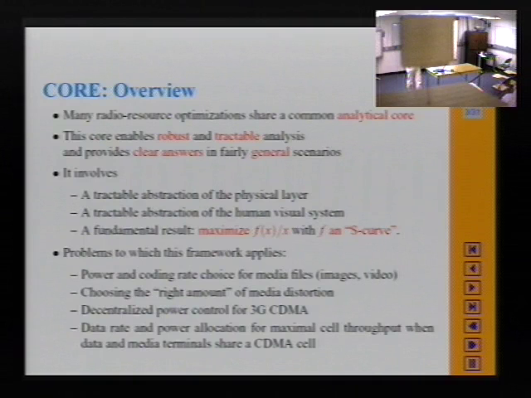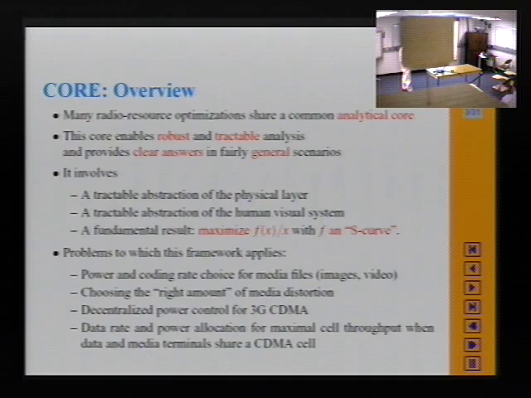There are three basic elements that play a fundamental role. One of them is an abstraction of the physical layer of the system. The other is an abstraction of the human visual system, which is necessary for doing media problems involving images or video. We could even call it human sensory system if you want to include the ear, but usually it's mostly the video and images that we're looking at. And then there is a key result that arises quite frequently in various programs.